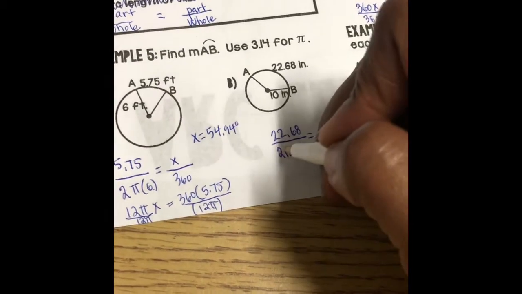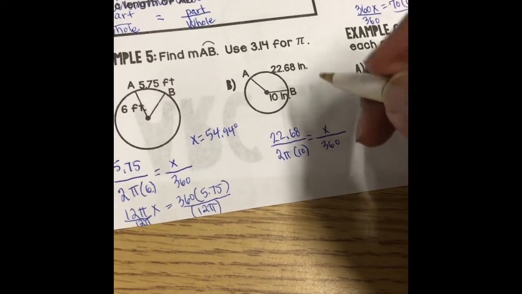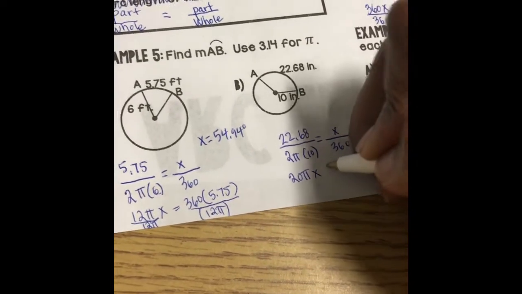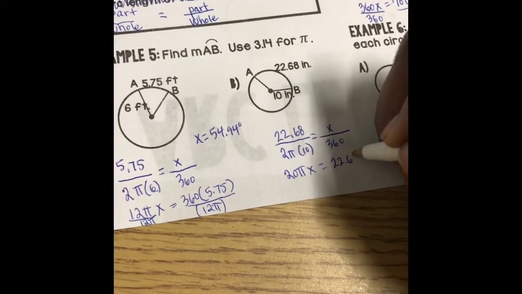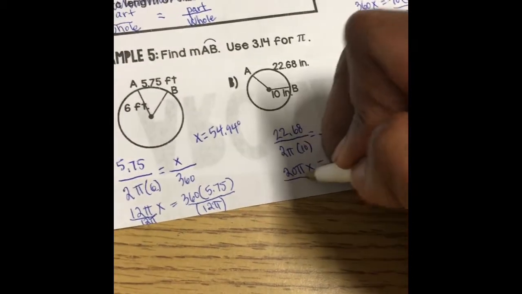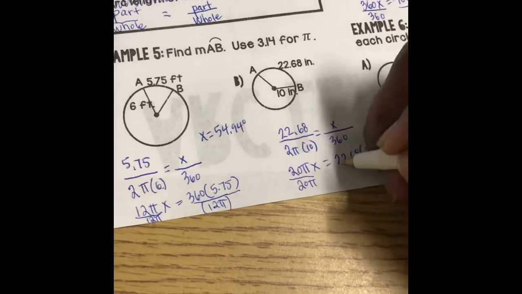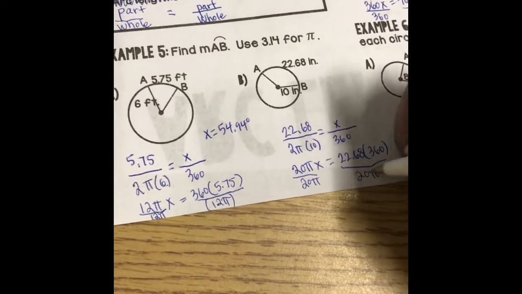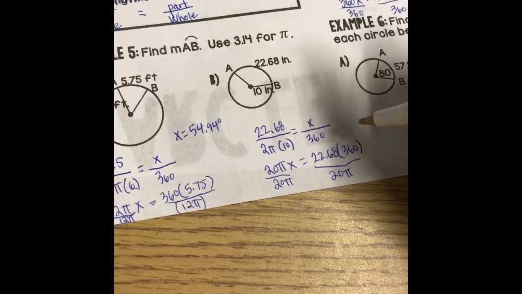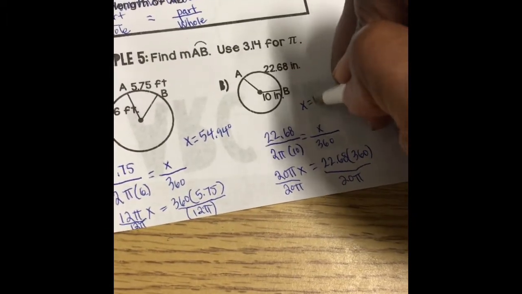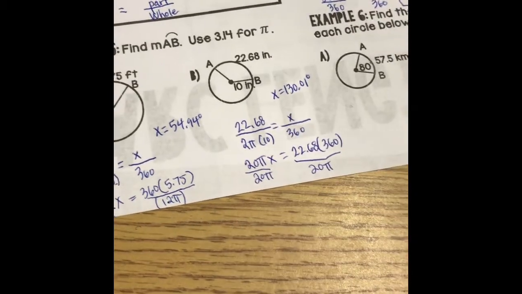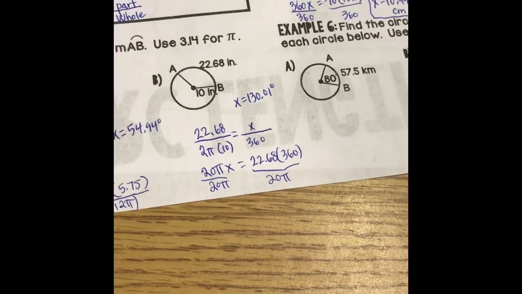Cross multiply. 2 times 10 is 20. So that's 20 pi times x is equal to 22.68 times 360. Divide both sides by 20 pi so we can get x by itself. And when you plug that into the calculator, your x is 130.01 degrees. And they didn't tell us what to round to, so I just used pretty much what they gave me.